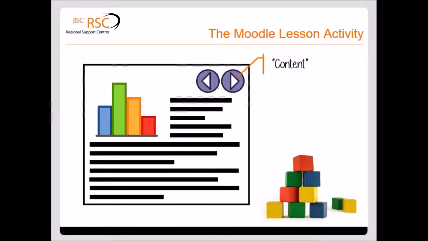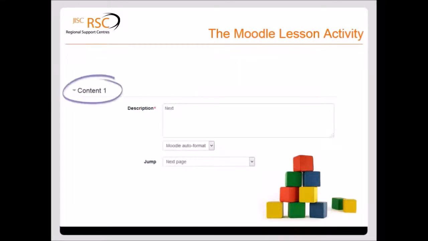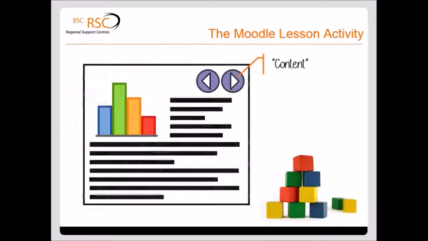So within Moodle, these 2 navigation buttons we can see here are what Moodle refers to as the content buttons. Just to remind you then, whenever you see this word content, Content 1, Content 2, etc. in Moodle, that's referring to these navigation buttons. And each one of these is a different content button. So this might be Content 1, this might be Content 2.